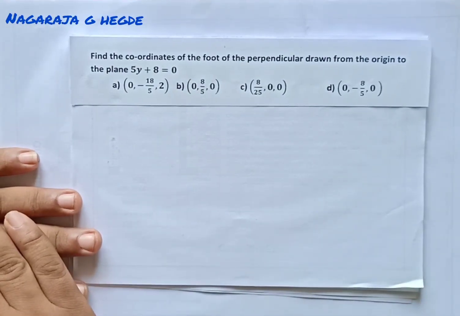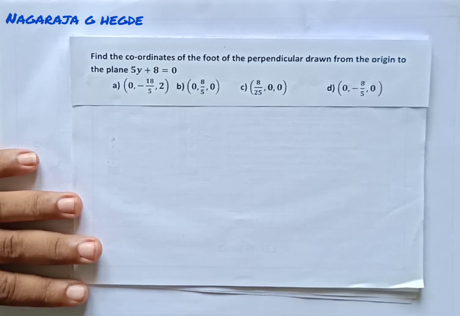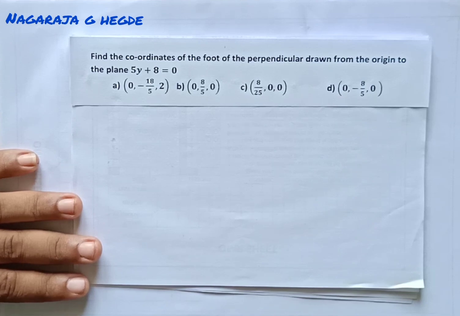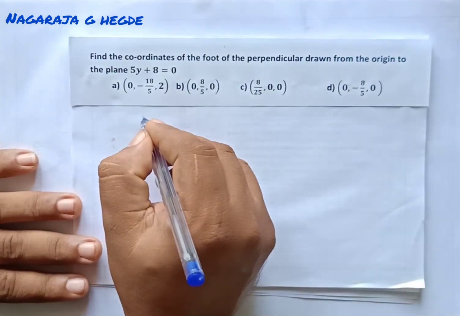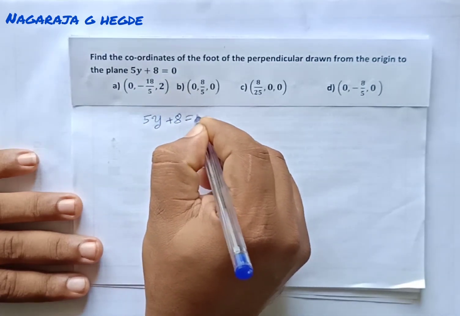Dear students, in this session I am going to discuss problems from 3D geometry, three-dimensional space. First question: find the coordinates of the foot of the perpendicular drawn from the origin to the plane 5y + 8 = 0. See this problem, this is the equation of the plane 5y + 8 = 0.